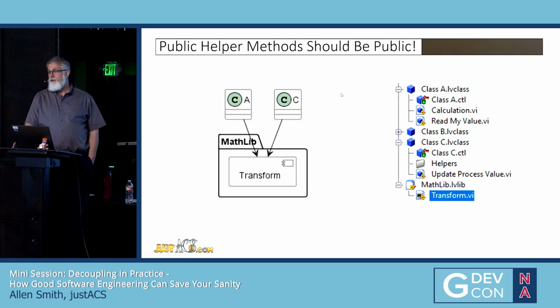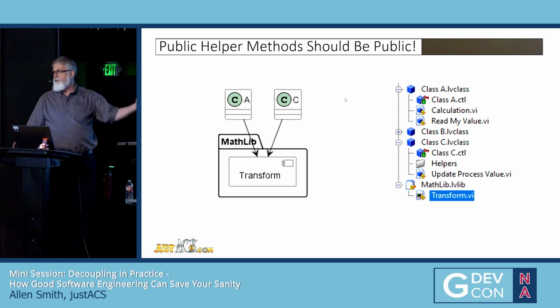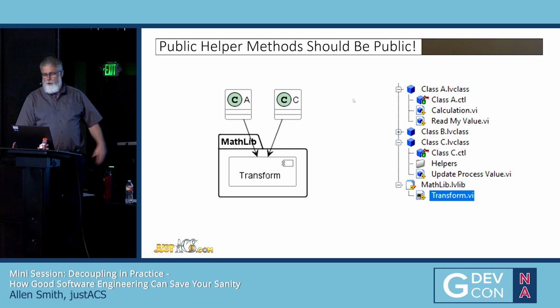Make a math library. I mean, it can be a loose VI, or you can stick it in a library, but just put it somewhere else. Take it out of class C. Then your dependencies go in the right way. A and C don't have any interaction with each other. I mean, you are connected to a math library, but in theory, that's foundational, doesn't call anything else. So hopefully you're done there.